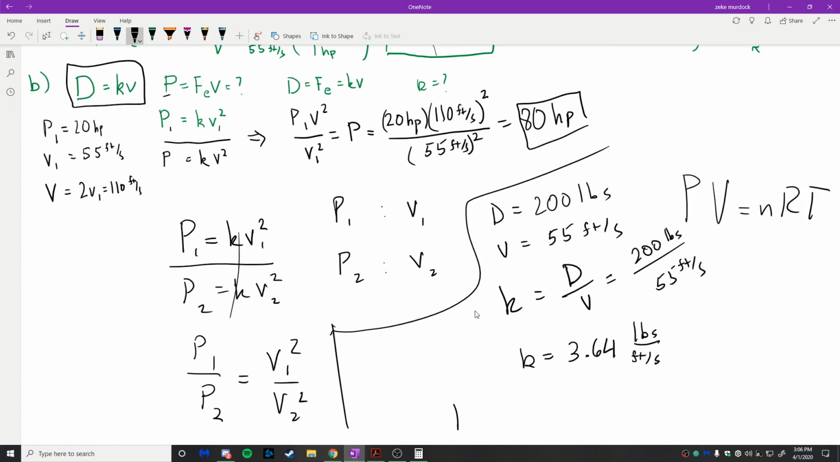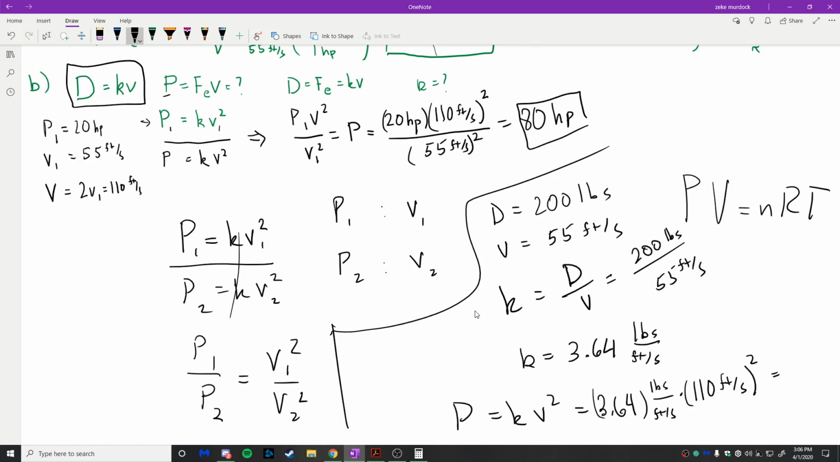And now if you want to find power, where was power? Right here, there's our equation. Power is equal to K times V squared. So if our velocity now is doubling, we take 3.64 for K, and we multiply by the velocity V squared, which is going to be 110. We want to figure out the power when the car is moving twice as fast. And this should give us the same answer that we got before, I hope. I mean, it has to. We're effectively doing exactly the same thing.